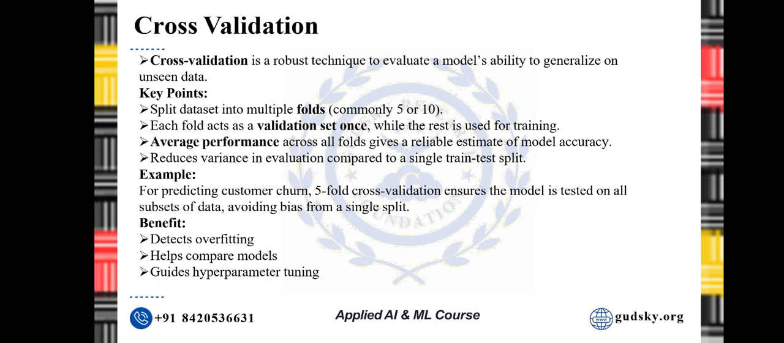So why do we need this? Because training on one part and testing on another helps understand how the model behaves on unseen data without wasting valuable samples. For example, if you are predicting customer behavior, you can't rely on one random split. It might just be lucky or unlucky. But if you test across all folds using 5-fold cross validation, you'll get a stable, trustworthy result.